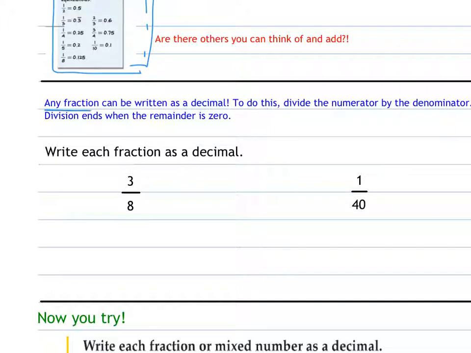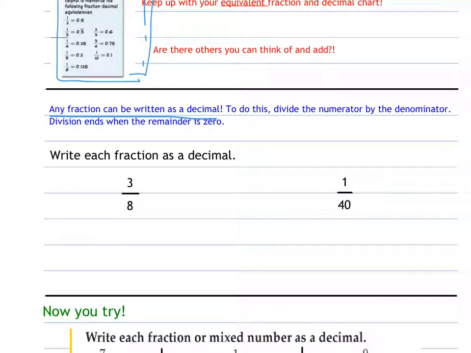Now, something here that we want to write down, any fraction can be written as a decimal. Even if the bottom number doesn't easily go into 10,000, all that we have to do, write this down, is to divide the numerator by the denominator. Division ends when the remainder is zero. So when there's nothing left. If it just keeps going, then that's when we write it with a repeating decimal sign. Okay, so we're going to turn 3/8 into a decimal.